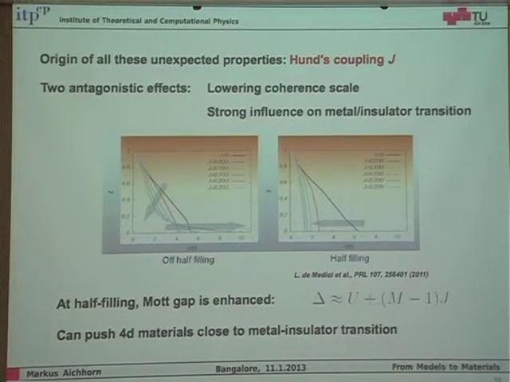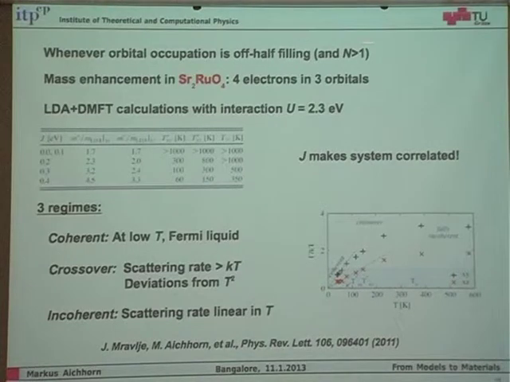Okay, but now what happens if you go off half-filling and we take one electron out or we put one electron in? Here we put one electron in, and that's this, again, this example of strontium ruthenium O4. A well-studied system with still many surprises and many puzzles. And one of these puzzles that basically Jernej could resolve was the mass renormalization and the orbital dependency of this mass renormalization in this system. And again, it's the Hund's J that makes the difference here.